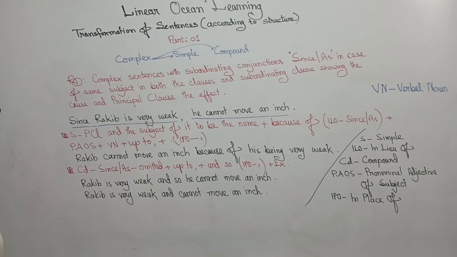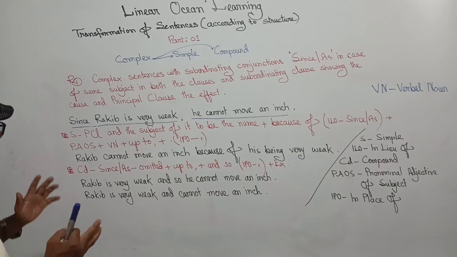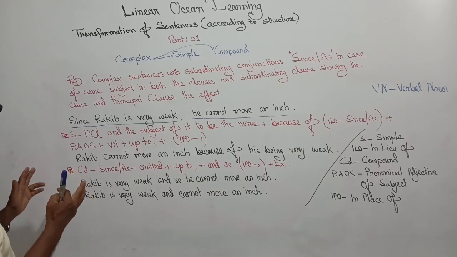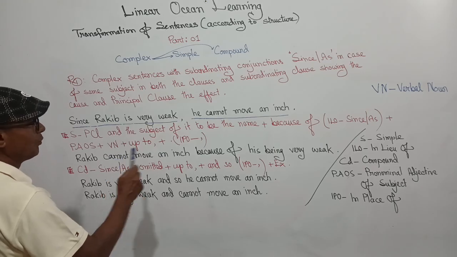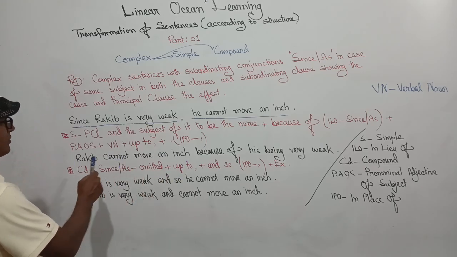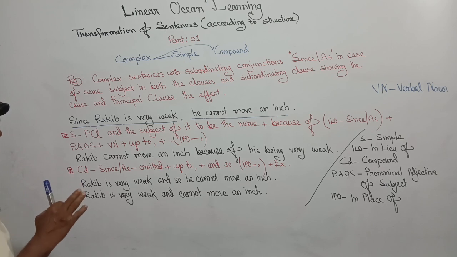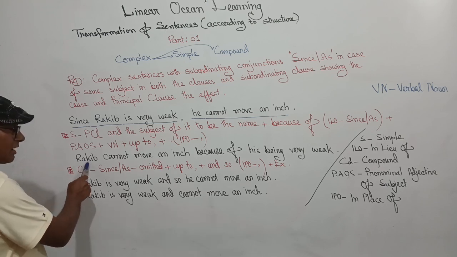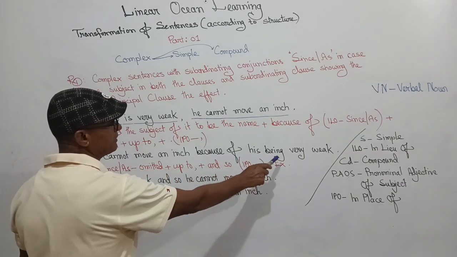Viewers, in most of the reference books, you will get the simple sentence as: because of his being very weak, Rakib cannot move an inch, but it doesn't sound good. I think this one sounds better. Rakib cannot move an inch because of his being very weak.